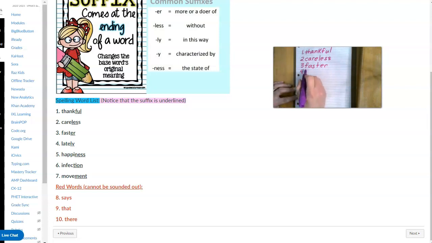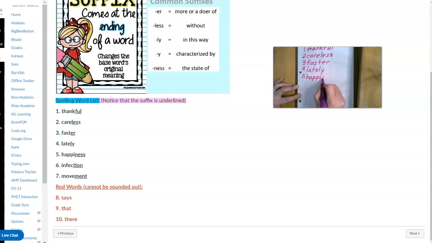Number four, lately. Lately, I've been so proud of my third graders' progress. Number five, happiness. When you feel joy, sometimes happiness comes right along with it. Number six, infection. I hope I don't have an infection. Infection. Number seven, movement. The more movement you have, the more healthier your body will be.